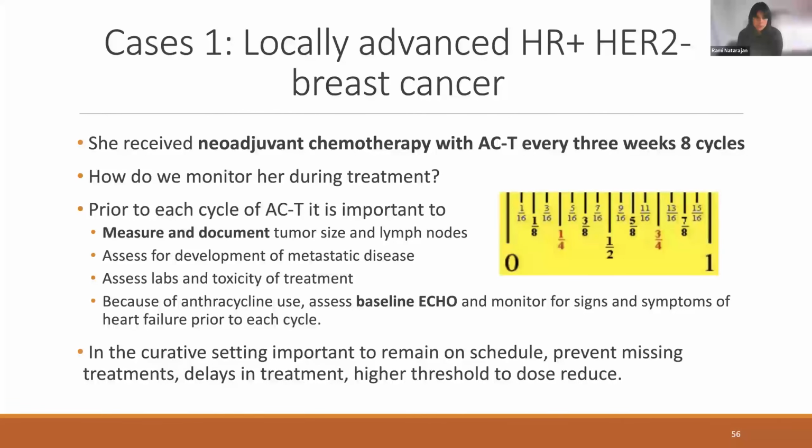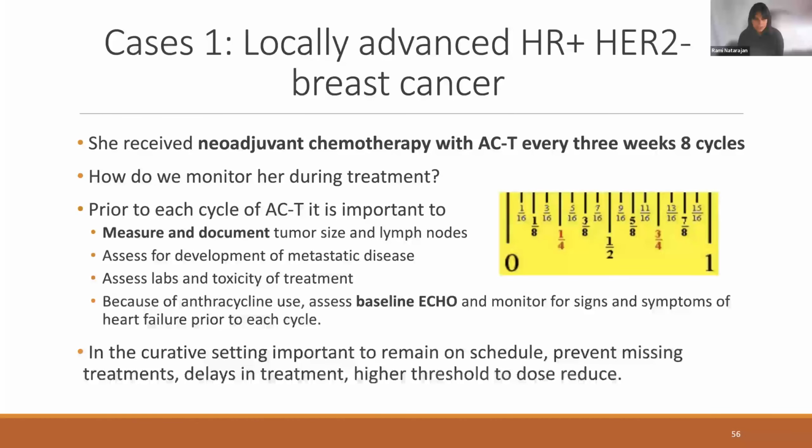Again, it's also important to assess for the development of metastatic disease, just to ensure that the cancer isn't progressing, assess labs and toxicity of treatment, and again, because of the anthracycline use, have a baseline echo and monitor for signs and symptoms of heart failure.